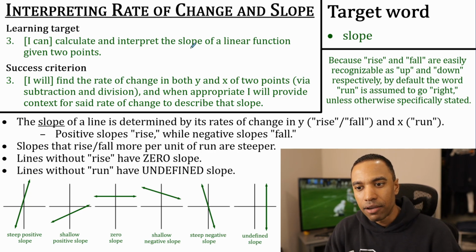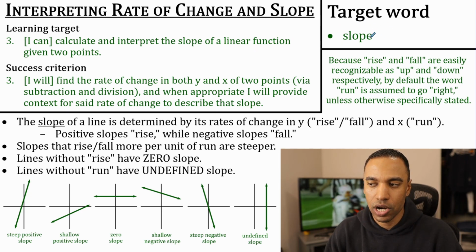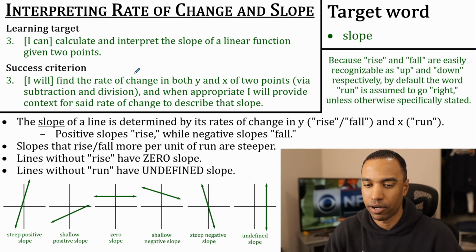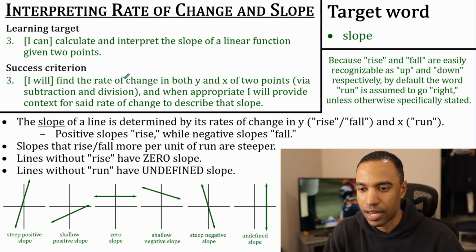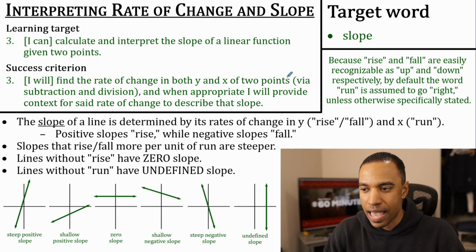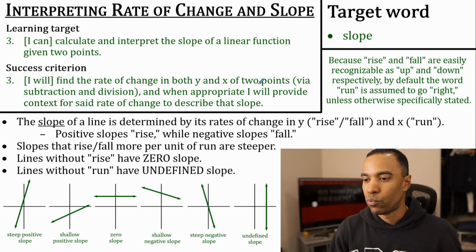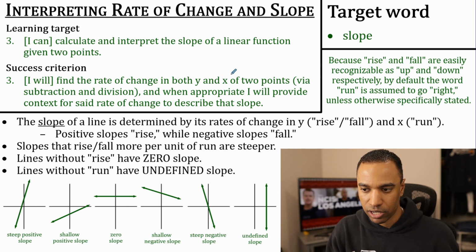Learning target here is I can calculate and interpret the slope of a linear function given 2 points. The learning target word here is slope, and I'll define it for you very soon. What is the success criterion? How will we know that we've done it right? We'll find the rate of change in both y and x of 2 points via subtraction and division. A lot of stuff there. And when appropriate, we'll provide context for said rate of change to describe that slope.